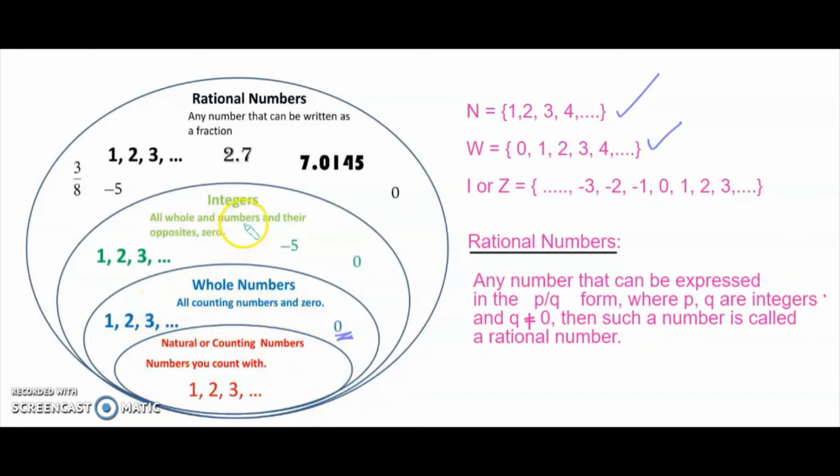The next is integers, which you learned in grade 7. Integers are the group of all whole numbers, natural numbers, negative numbers, and 0. Correct? So integers are represented by alphabet I or Z. The set representing integers is represented by alphabet Z or I. Set for natural numbers is N. Set for whole numbers is W. Set for integers is Z or I.